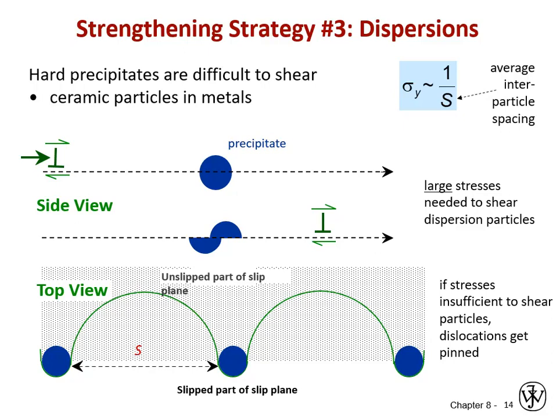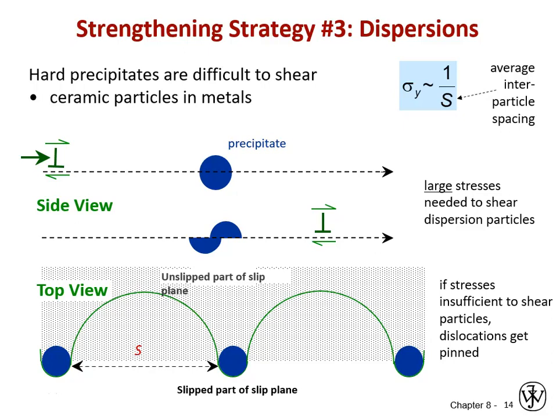So there's 2 ways in which dispersion particles stop dislocation movement and therefore stop deformation. They can be weak enough that dislocations can shear through them, but require more stress to do so, or they can be strong enough that dislocations have to actually bend around them, and thereby they will pin the dislocations.